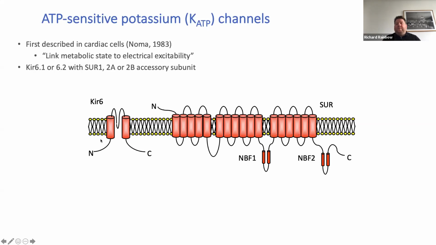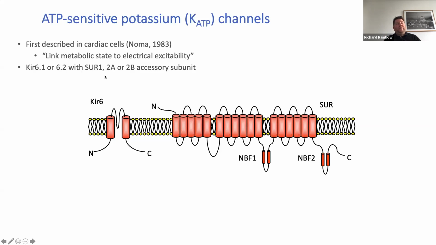KIR6.2 is a very well characterized channel. It's found in the pancreas, in skeletal muscle and in cardiac cells as well. It's a really important channel in the pancreas, as part of the insulin release process. And in heart and skeletal muscle, it's supposed to respond to really severe exercise to try and reduce cellular damage. SUR1 is one of the accessory subunits, and SUR2 is the other one.